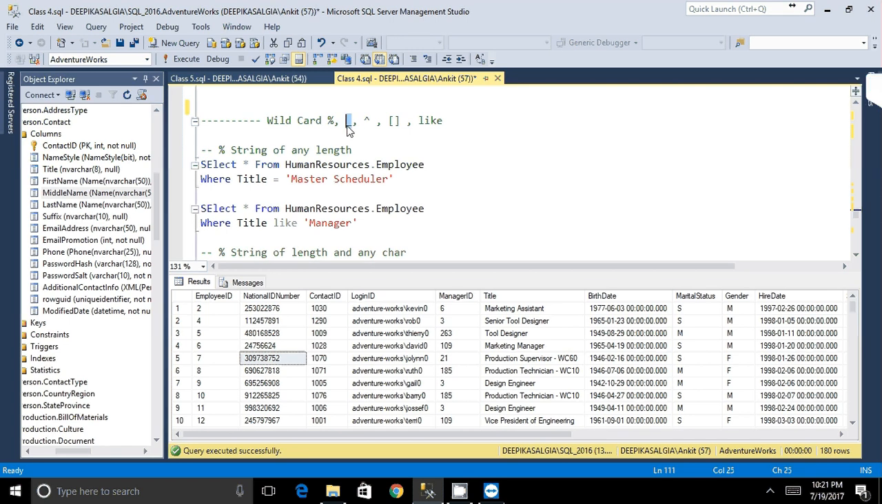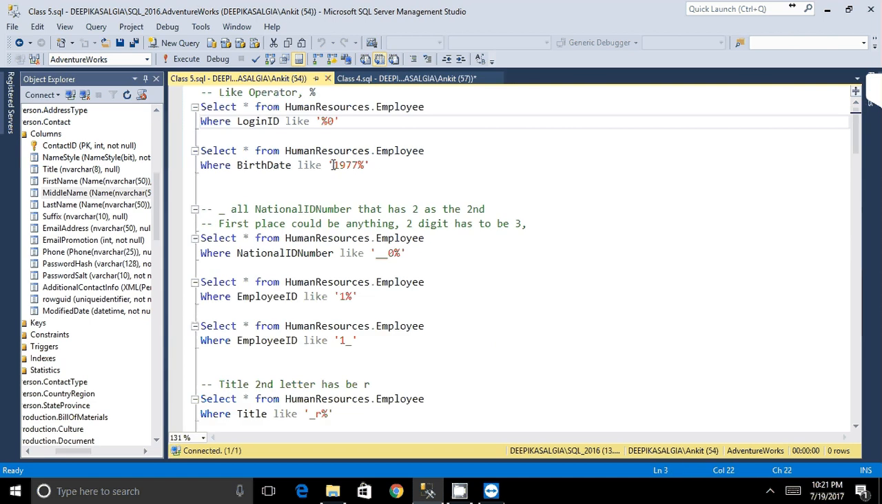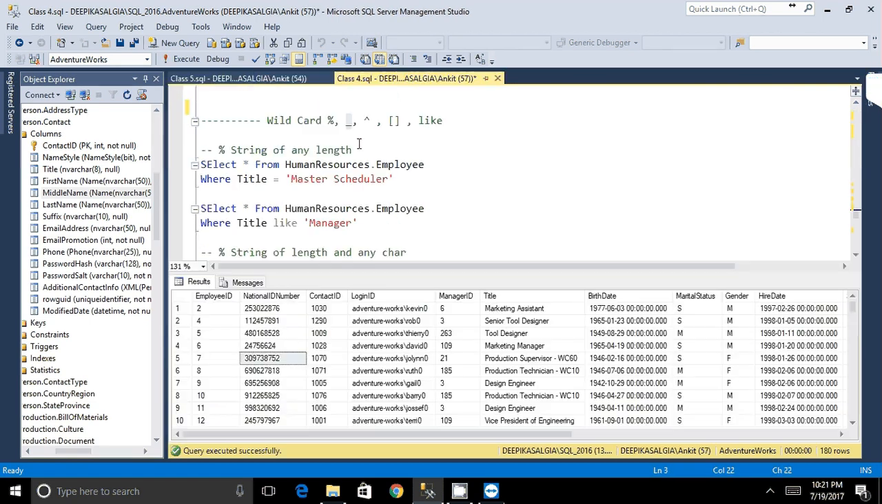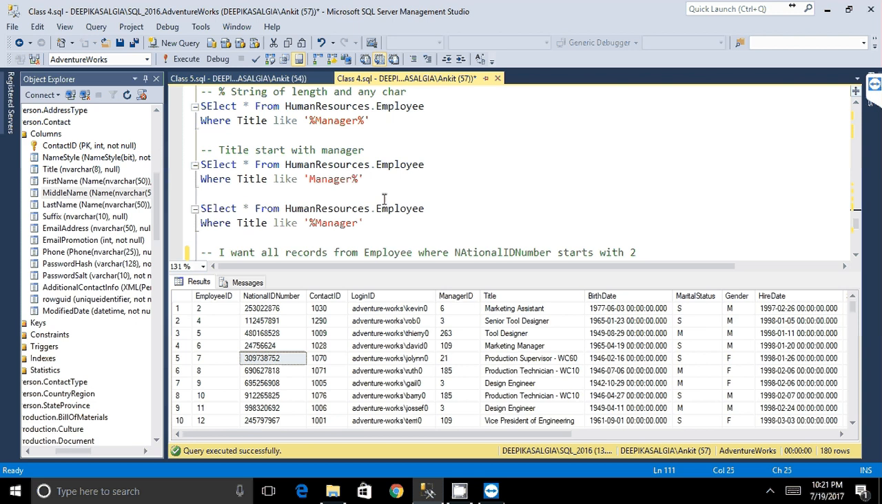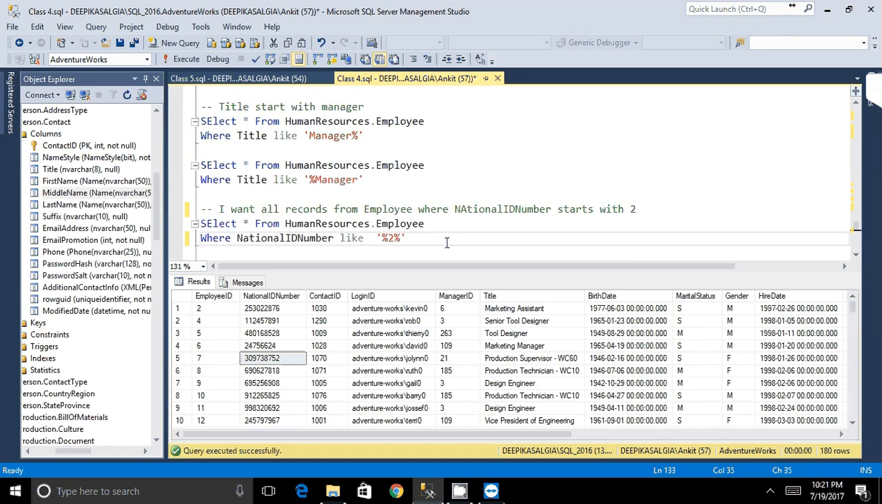But does it make sense? It's a single character. It could be a number, a special character, or an alphabet. So let's say I ask you, can you give me all the national ID numbers which have 2 as the second digit? What would you do? The second digit has to be 2, and after it could be anything. You cannot use percent now, because I said the second digit has to be 2.